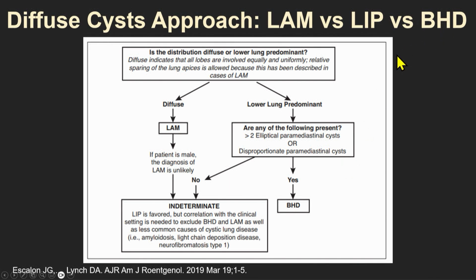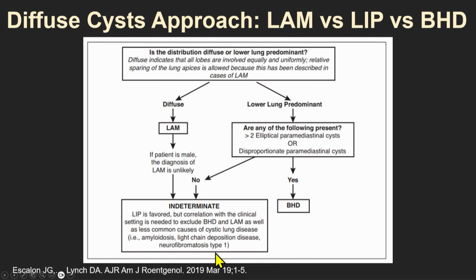Again, there's mixed data on this because it's hard to diagnose these patients with cystic lung disease. Cystic lung disease is probably very under-recognized, not just in the community, but also in academic centers as well. So it's hard to get accurate data. But LIP is probably more common than Birt-Hogg-Dubé. So if it doesn't have this paramediastinal distribution, then you're probably dealing with a case of LIP. So this is another approach you can take as well.